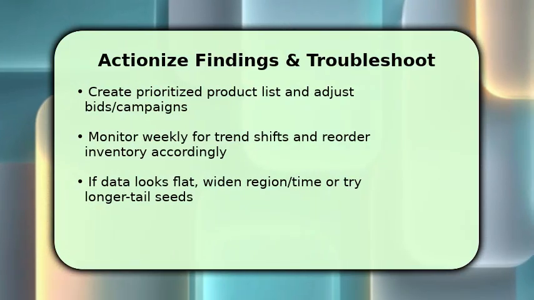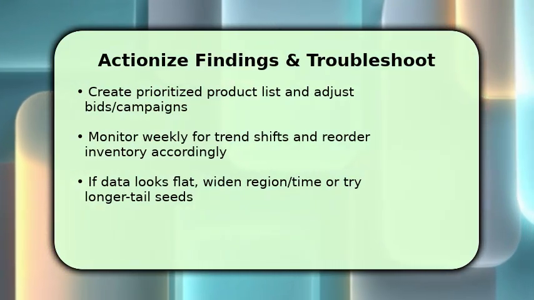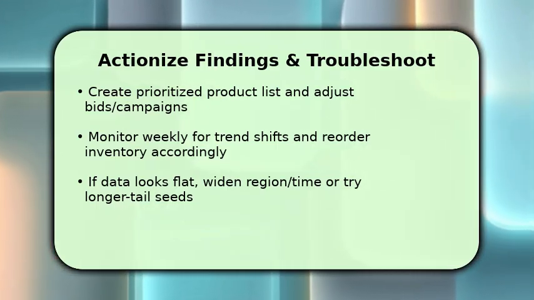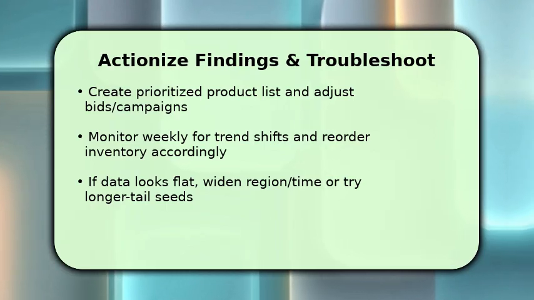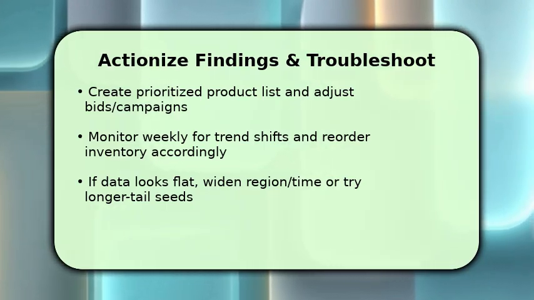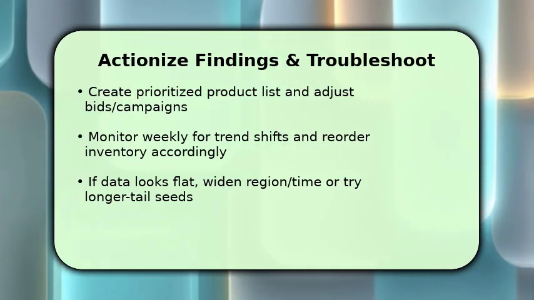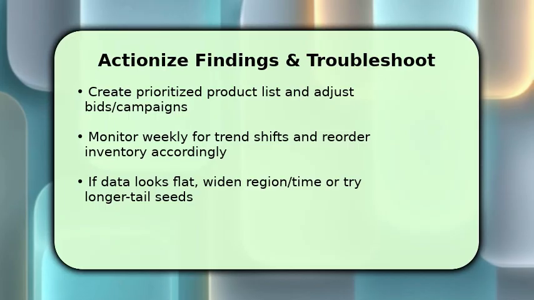Now convert insights into actions. Build a prioritized product list, update ad bids and keywords, and schedule inventory buys for predicted peaks. Once done, set automated weekly checks of the same seed set to catch emerging interest early. Make sure to use alerts for breakout queries.